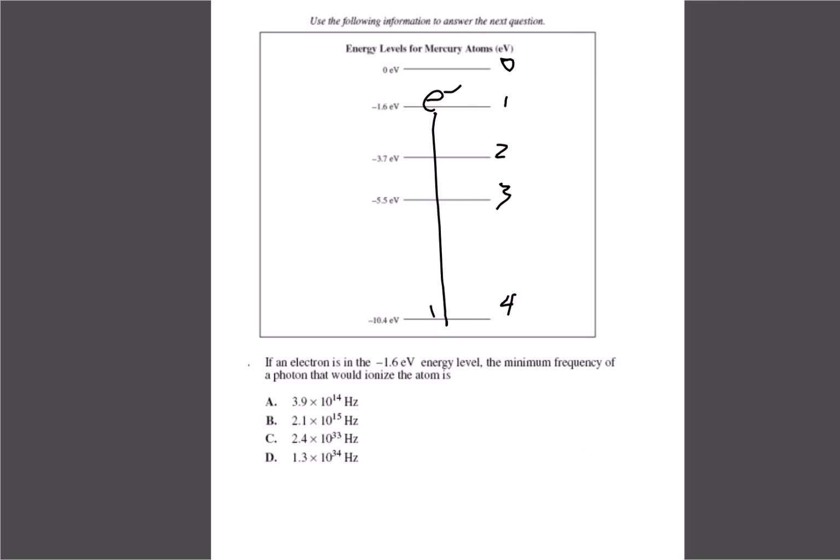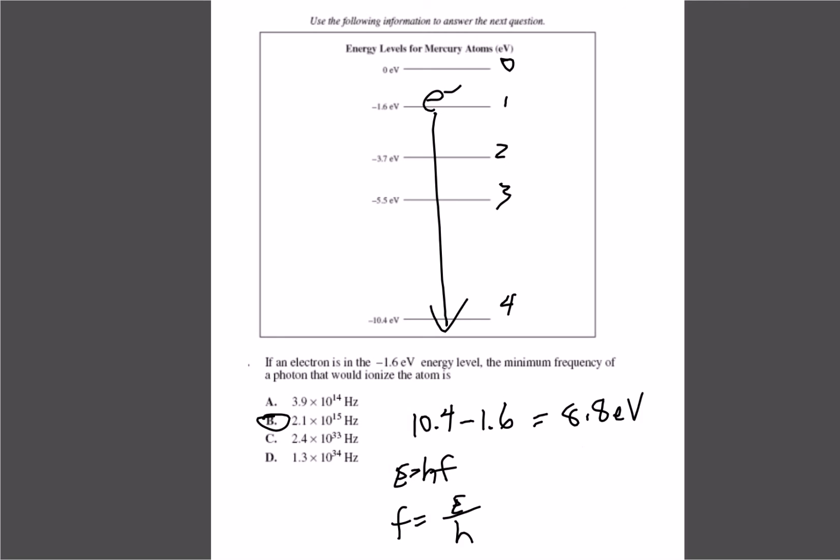So ionizing it would be, it's going to go right out of the atom, so we're going to lose it completely. So we'd have to get to that 10.4. So 10.4 minus 1.6, if we do that calculation, we get 8.8 electron volts. So now we just need to figure out the frequency, so energy equals hf. So our frequency would be energy divided by h. So we take that 8.8 and divide it by 4.14 to the negative 15. And that gives us 2.1 to the positive 15 hertz. So that should be our answer, letter B.